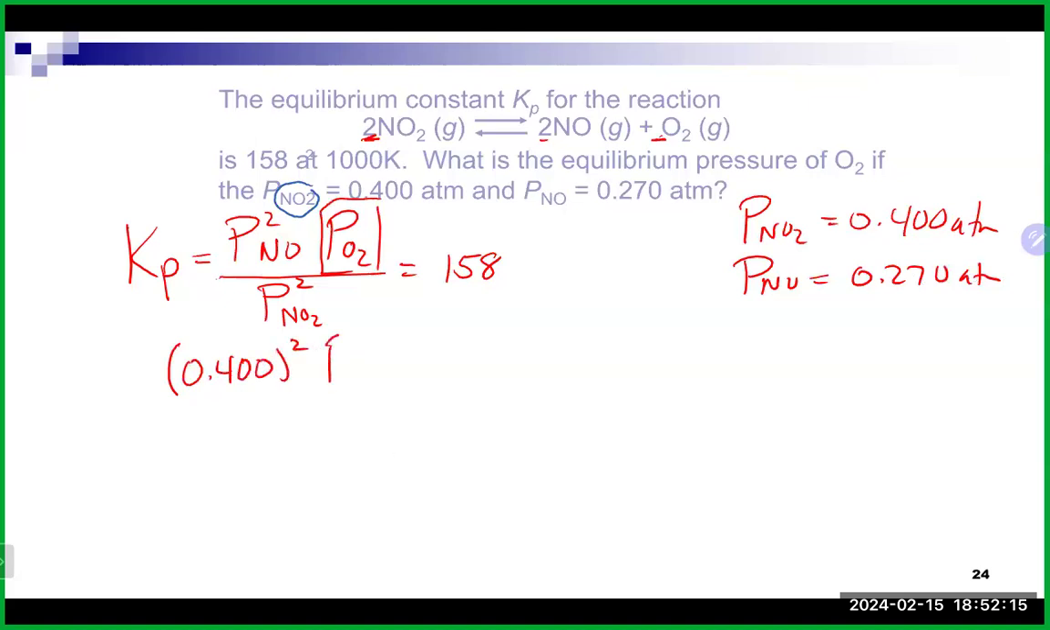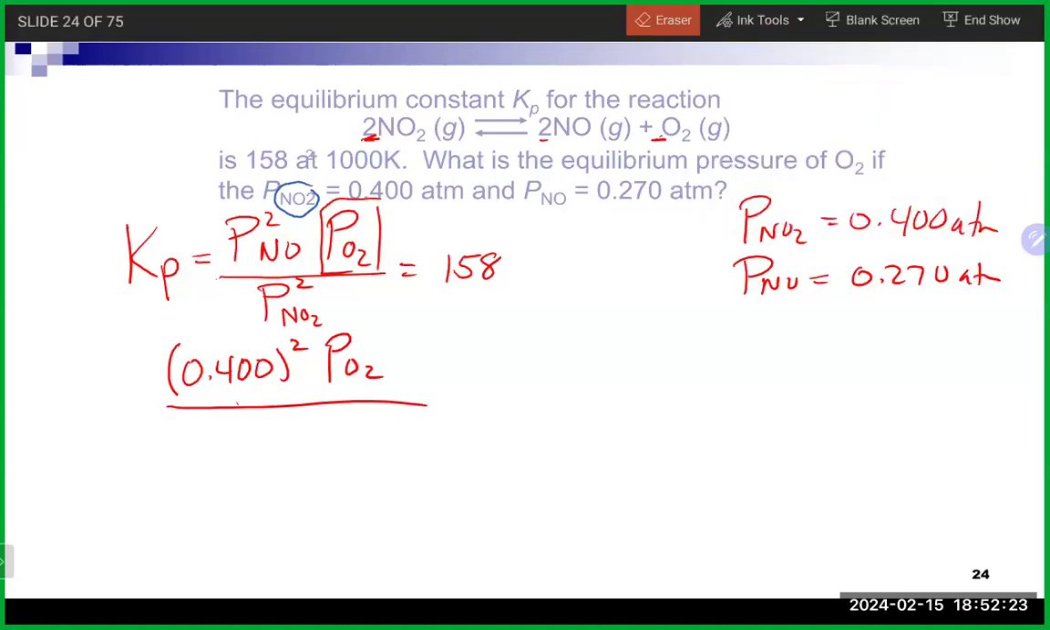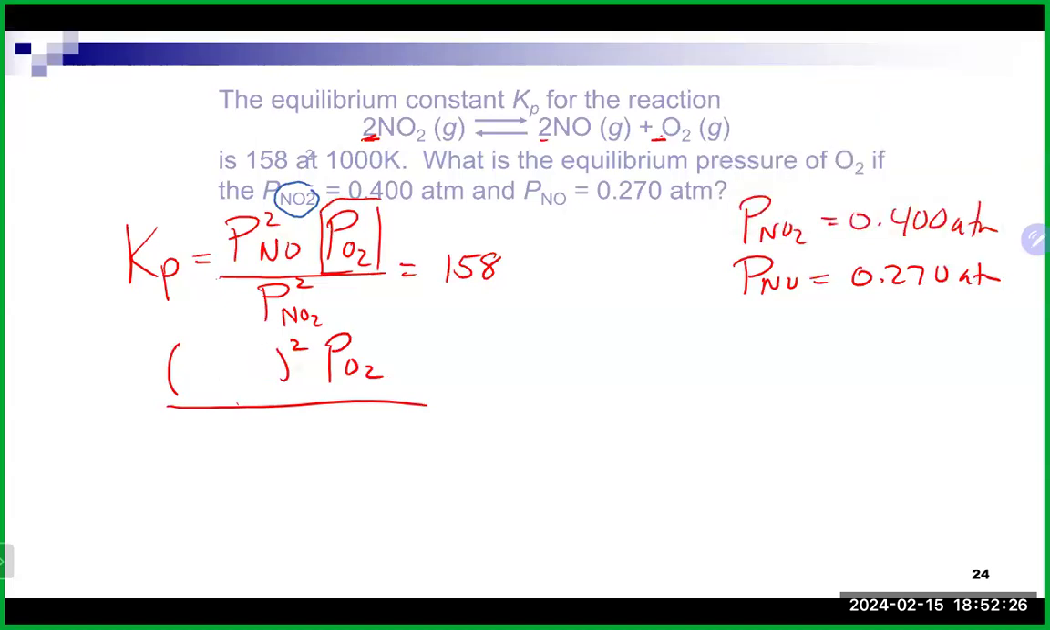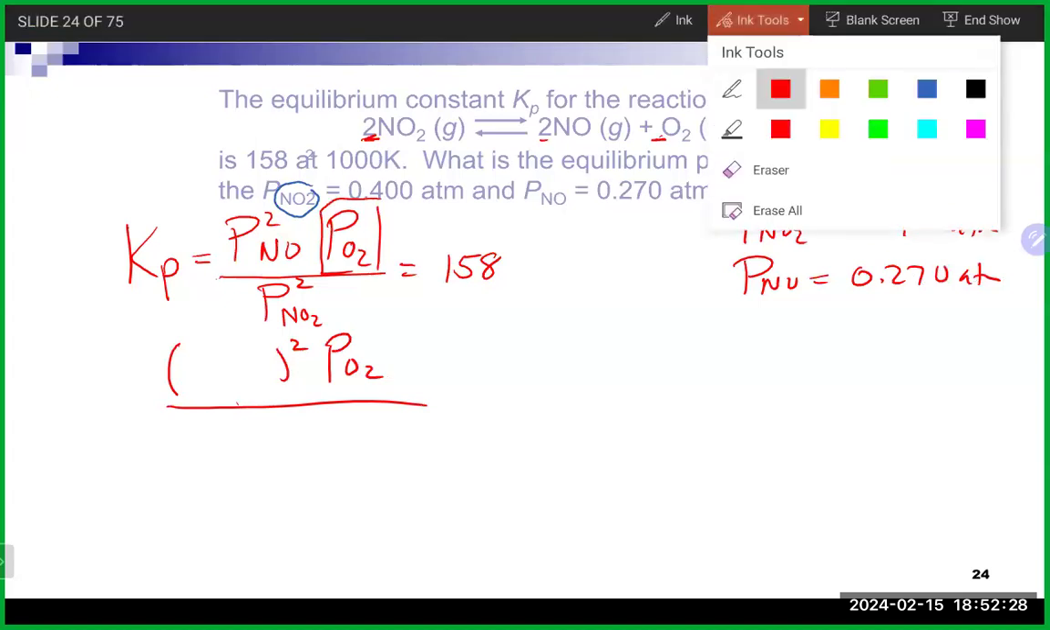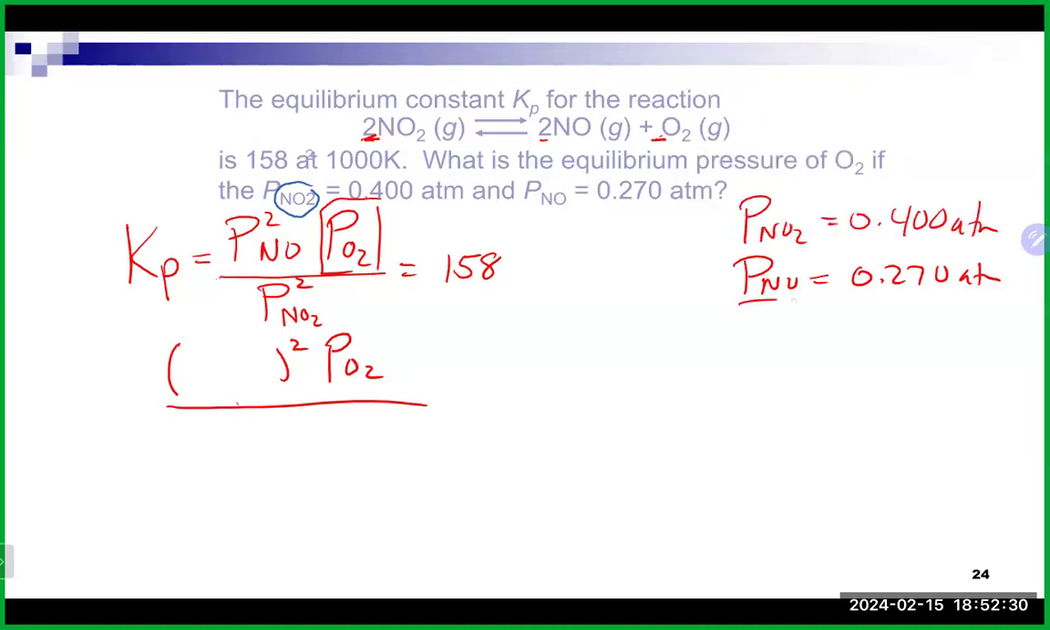That will be times the partial pressure of O2 divided by our NO. I think I popped that in the wrong spot, so let me put it in the right spot. I apologize. There we go. That's NO up on top, so let's go with 0.27 squared, divided by our NO2, which is on the bottom. Now we'll put that there. We're going to square it, and it will equal 158.